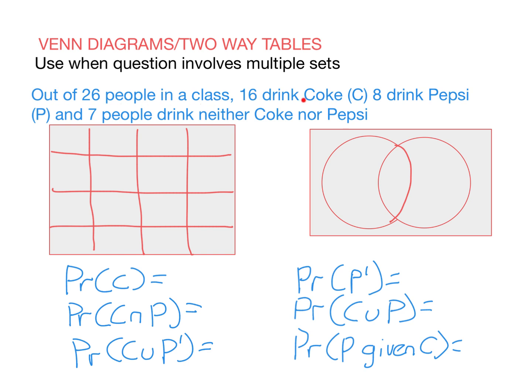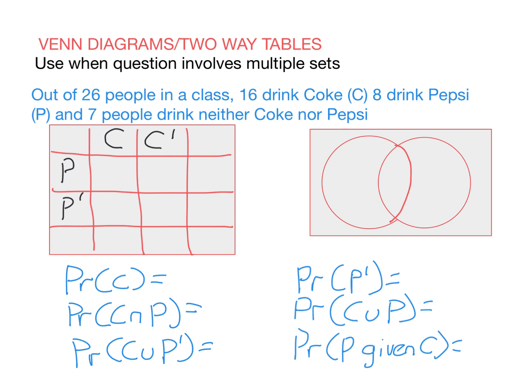26 people in a class, 16 drink Coke, 8 drink Pepsi, 7 drink neither Coke nor Pepsi. So we can arrange this in either a two-way table or a Venn diagram. For a two-way table, there are 4 rows and 4 columns. There are 2 ways you can be in this question. You can either be in set C or not C. You can either be in set P or not set P. So these are all the people that drink Coke, don't drink Coke. These people drink Pepsi, these don't drink Pepsi. So we have 4 options here and we'll populate these with numbers.